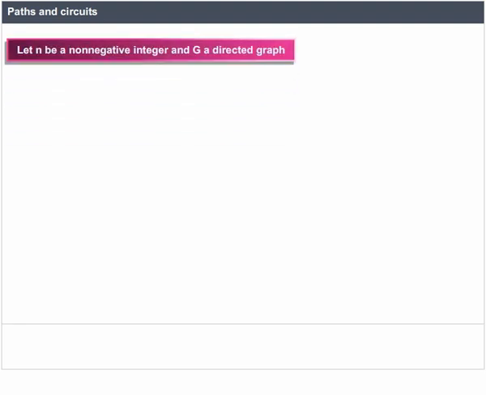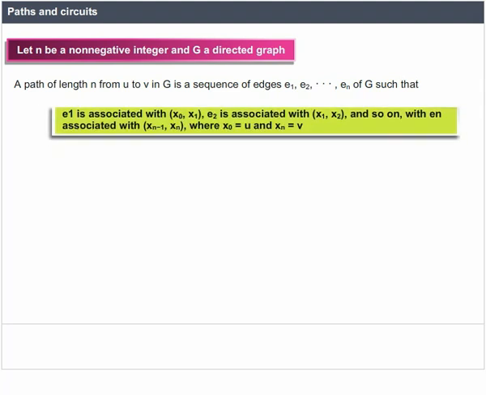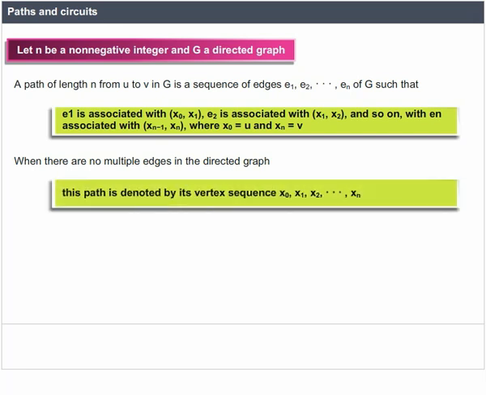Let n be a non-negative integer and G be a directed graph. A path of length n from u to v in G is a sequence of edges e1, e2, etc. en of G such that e1 is associated with x0, x1, e2 is associated with x1, x2, and so on, with en associated with xn-1, xn, where x0 equals u and xn equals v. When there are no multiple edges in the directed graph, this path is denoted by its vertex sequence x0, x1, x2, etc. xn.